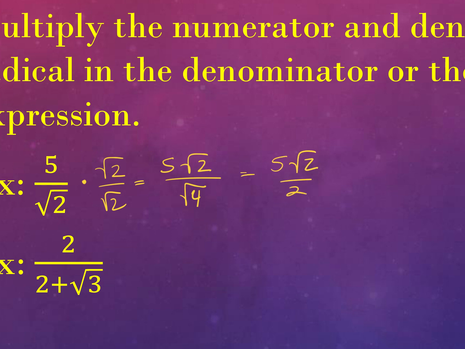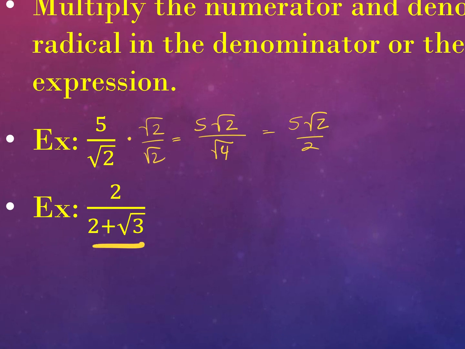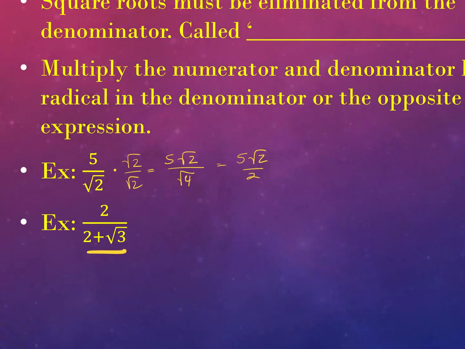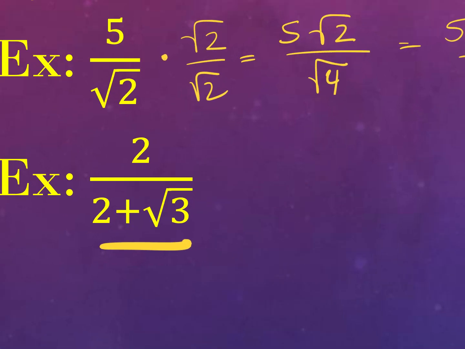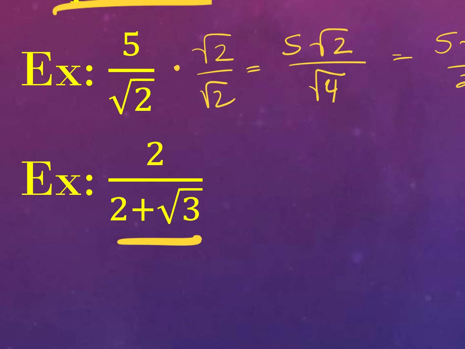Agreed? Okay, well, when we have something in our denominator that has more than one term, this is where we have to use the conjugate. We call it the opposite expression; the grown-up word for that is conjugate. So you're always going to take the denominator and multiply by the opposite expression. What would the opposite of 2 plus the square root of 3 be? 2 minus the square root of 3. What you do to the bottom of a fraction, you do where? To the top. We have to be fair.